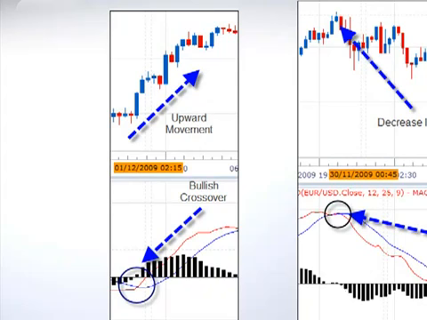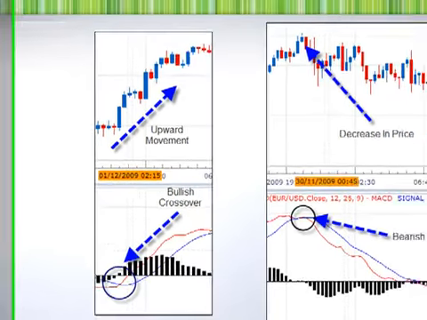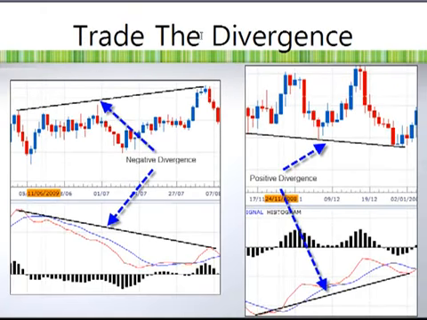So besides this crossover strategy, we could trade the MACD divergence, which is a very, very reliable strategy. Actually, I recommend this MACD divergence strategy to all traders, especially new traders, because it's a very, very easy to trade strategy, and it's very reliable. So what do I mean by divergence?